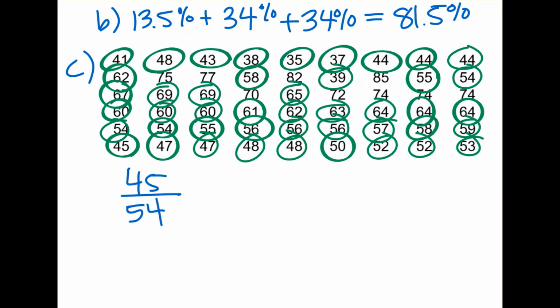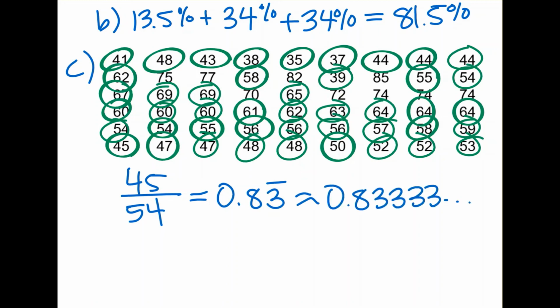So let's divide 45 by 54 and we get 0.83 repeating. Now let's convert this to a percentage by moving the decimal over twice. We can rewrite this as 0.83333 forever. So when we move the decimal over twice, we get 83.3%.